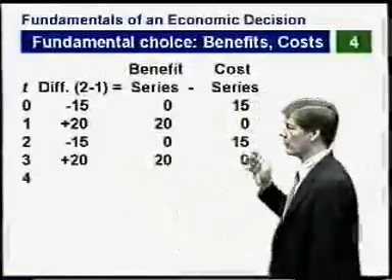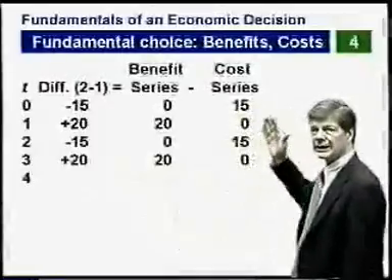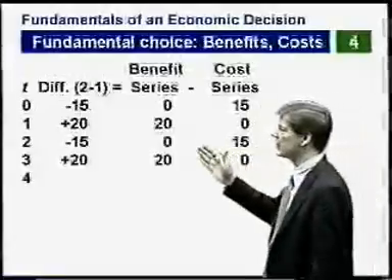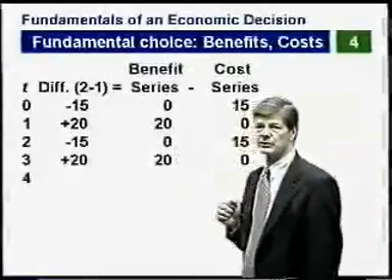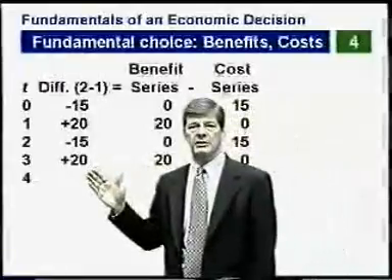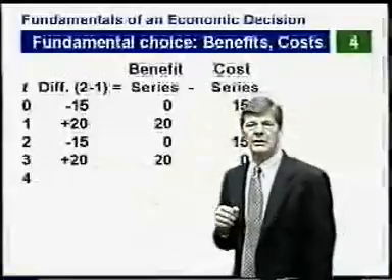Alternatively, if I prefer to have this cash flow stream, that is the cost series, to have these cash flows available to me at these points in time, then I give up the opportunity to have the benefit series. I should reject this incremental cash flow stream, and I should choose the 1-year subscriptions.